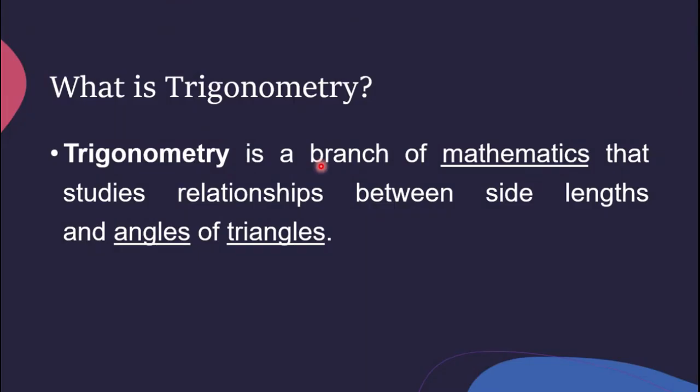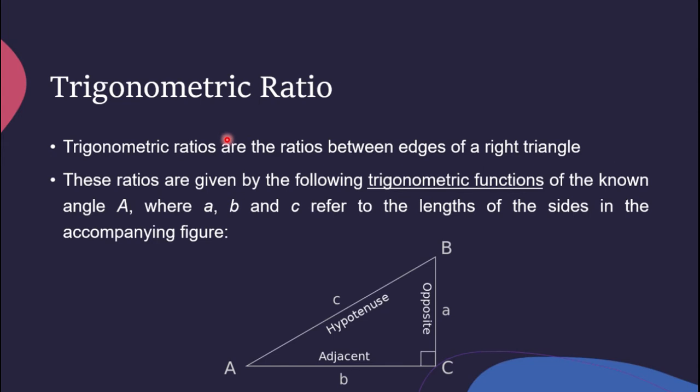So what is trigonometry? Trigonometry is a branch of mathematics that studies relationships between side lengths and angles of triangles. Trigonometry comes from the Greek word trigono, meaning triangles, and metry, meaning measures. So our first topic is trigonometric ratio. Trigonometric ratios are the ratios between edges of a right triangle.